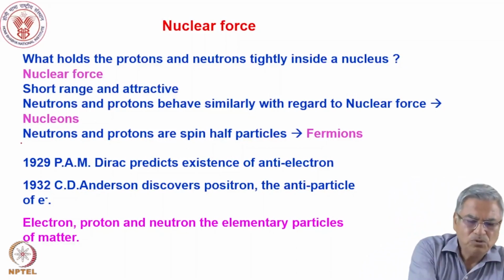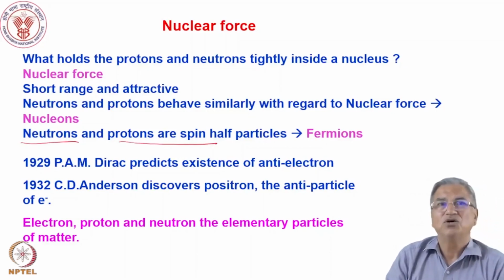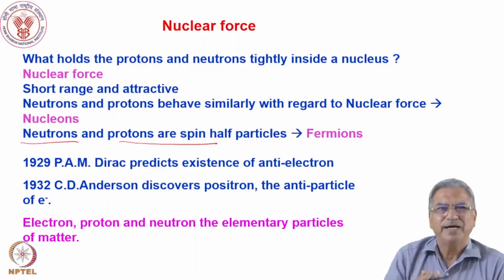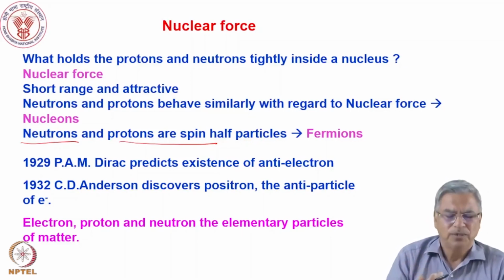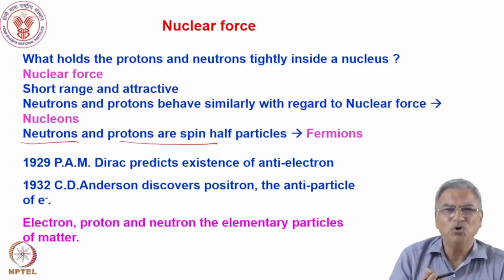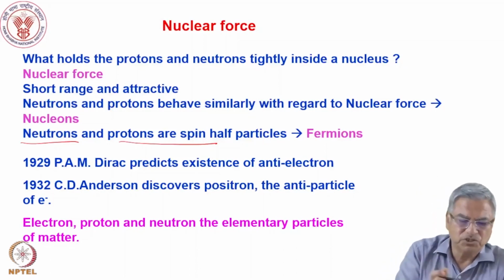Neutrons and protons are spin half particles, so they are called fermions. Half-integral spin particles are called fermions, and integral spin particles are called bosons. So nuclei having half-integral spins will follow Fermi-Dirac statistics. We will also discuss later on the implications of these discoveries.